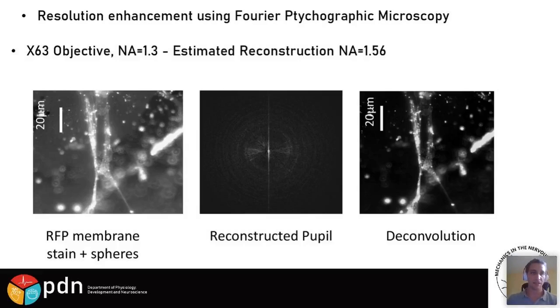On the left, you can see a cortical cell of a rat, and its membrane is dyed with RFP. We also incorporated the 200 nanometer beads. So the whole thing sits on a gel with beads, and you can see that the fluorescence imaging is rather noisy.